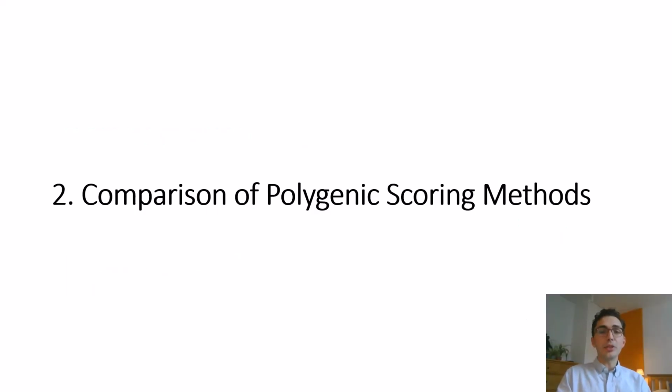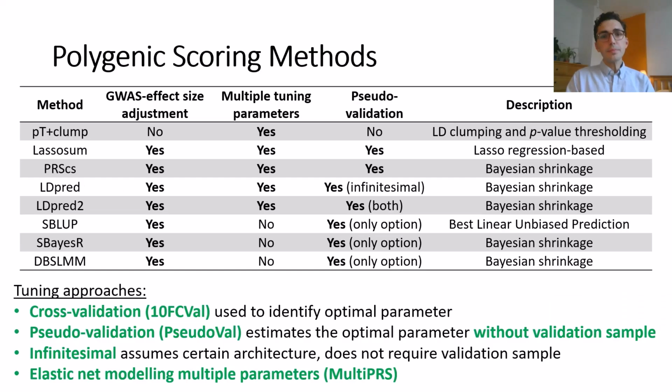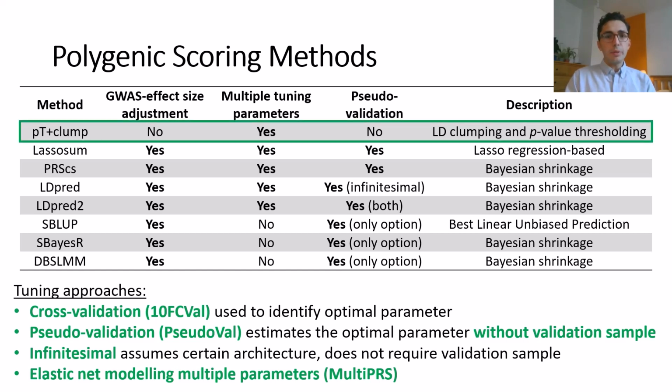Now I'll be presenting our work comparing polygenic scoring methods. This table shows the leading polygenic scoring methods as reported in the literature. The PT plus clump approach is the traditional approach whereby LD-based clumping is used to remove the linkage disequilibrium between lead variants in a GWAS, and a range of p-value thresholds are used to select the variants considered.